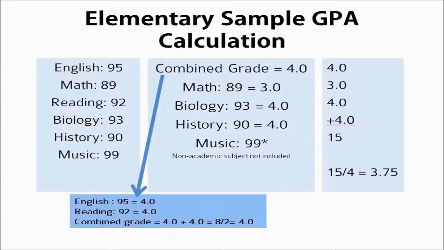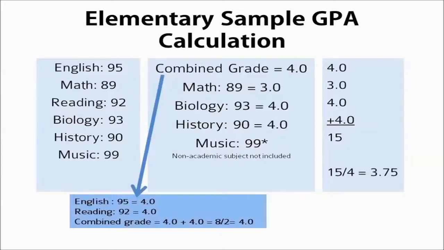In this example, the two English, reading, and language arts courses that the student is taking would be English and reading. The student has a 95 in English, which would be a 4.0, and a 92 in reading, which also would be a 4.0. We're going to find the average between those two grades, which would be a 4.0 in this example, and use that when calculating the GPA.